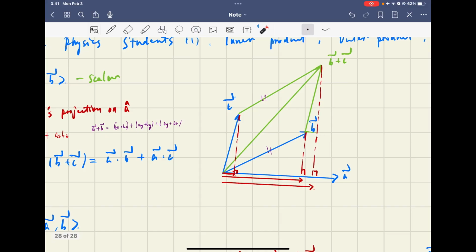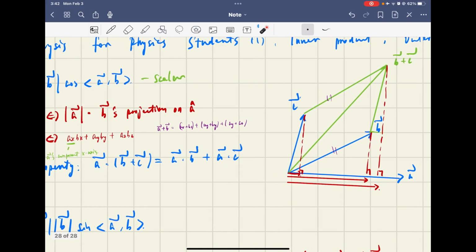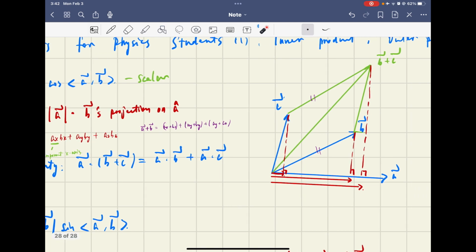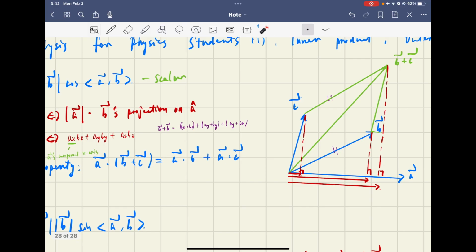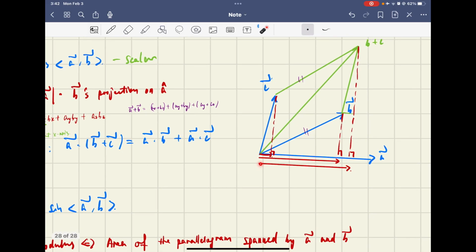Okay, now we want to prove it's equal to A dot B plus A dot C. So remember the geometric significance. Basically, all the three terms here begin with the modulus of A. So actually we can just simplify this to the sum of B and C, which is this arrow, and its projection on A, which is this long arrow here.